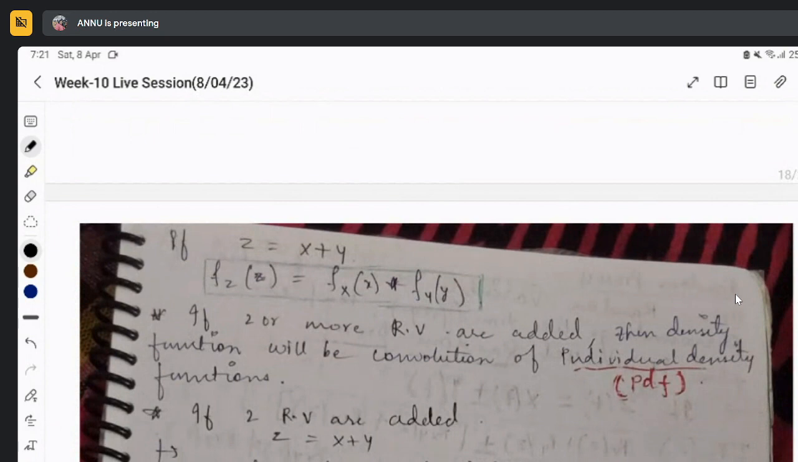This is what I was trying to tell. If the sum of two random variables is taken, then their distribution is their convolution. Suppose X and Y are Gaussian distributed random variables. Then Z equals X plus Y. How will Z look? Tell me how Z will look, that is, what is the distribution of Z if X and Y are Gaussian?